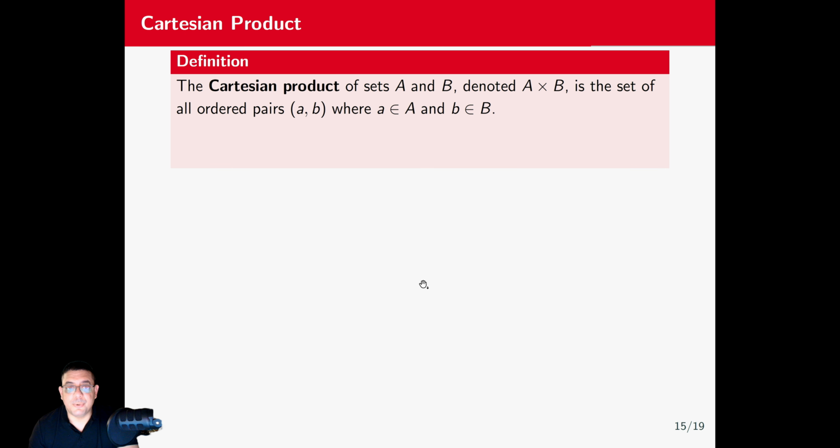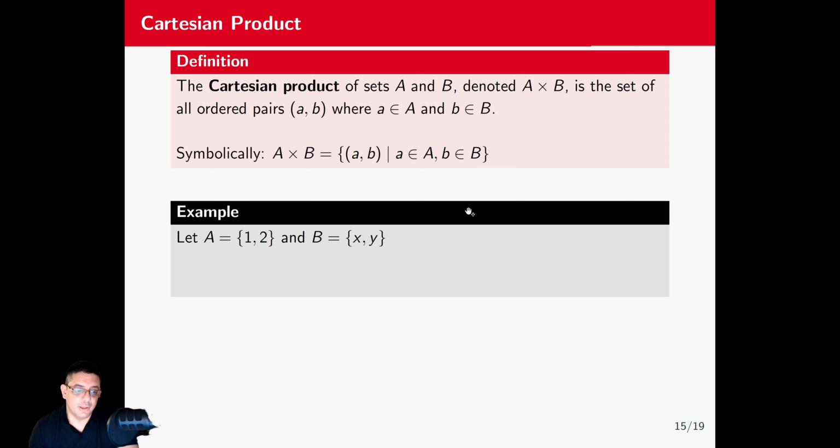Now, the Cartesian product of sets A and B, denoted by A times B, is the set of all the ordered pairs (a, b), where a belongs to A and b belongs to B. Symbolically, A times B is just the set of pairs (a, b) with a in A and b in B. So let's do an example. A is the set of 1, 2, and B is the set of x, y. So A times B is going to be 1x, 1y, 2x, 2y. This covers all the possible pairs between A and B.